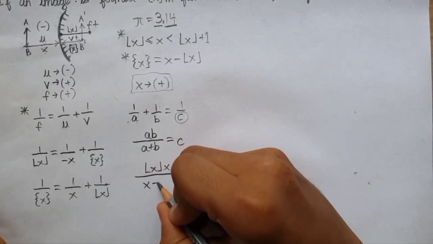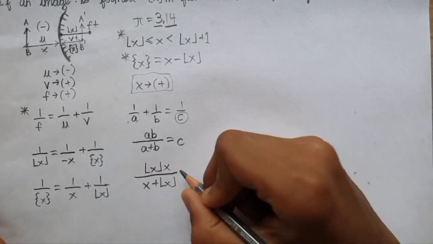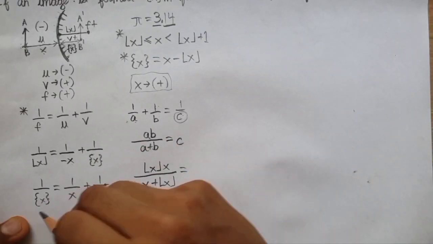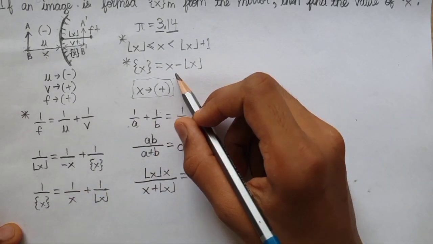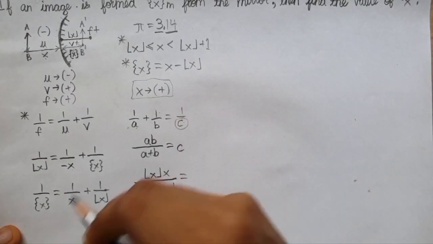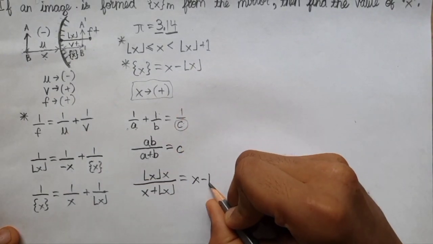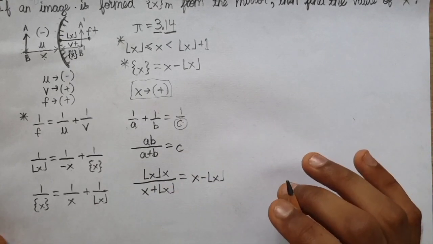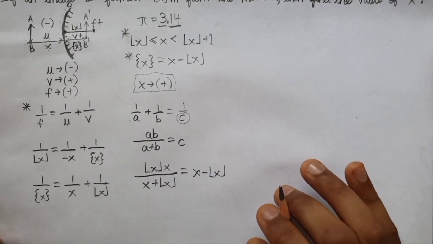Now we have the sum of the numbers. We'll take it as x plus floor of x equals the fractional part of x. But since we know that the fractional part of x happens to be x minus floor of x, we can directly substitute that. So x minus floor of x equals this thing.